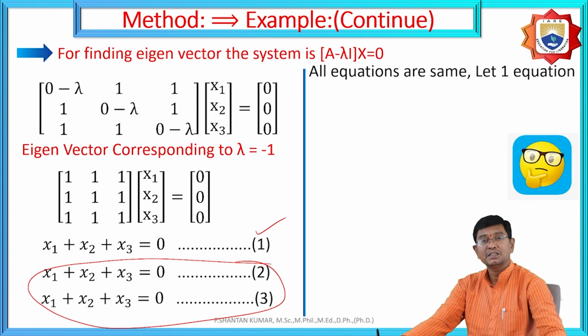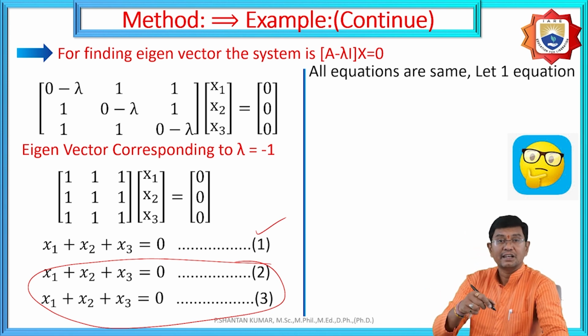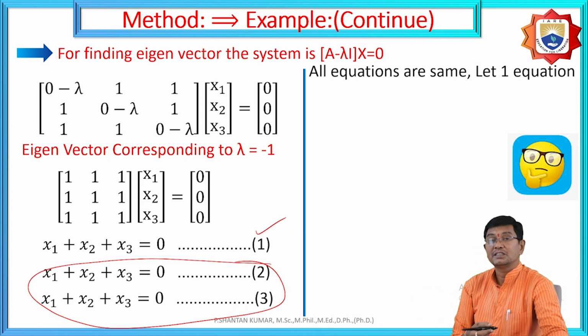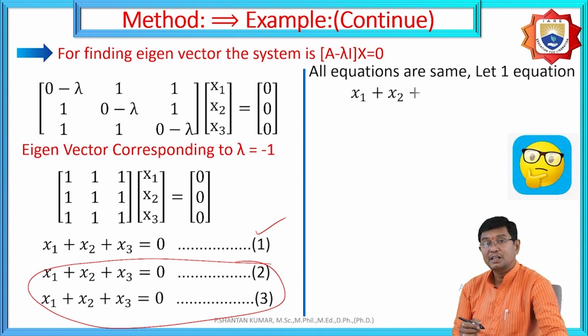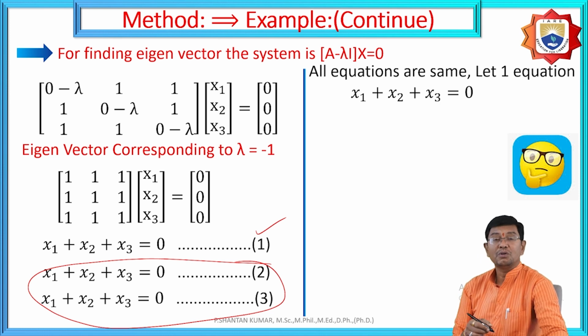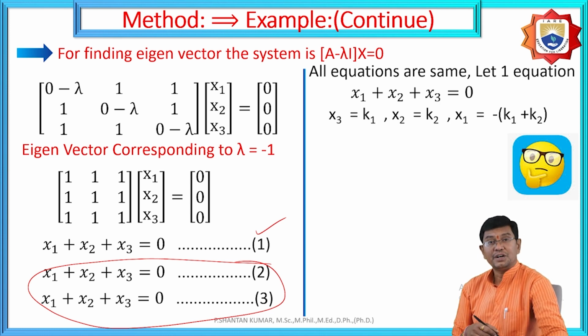By taking one equation, here n minus r. n is 3, and r is the rank, which is 1. That means n minus r is 2. When we are finding the eigenvectors, we need to remember n minus r, where n is 3 and r is the rank of the matrix, 1. So n minus r is 2. Therefore, based on the 2, we need to assume 2 arbitrary constants while finding the eigenvectors.